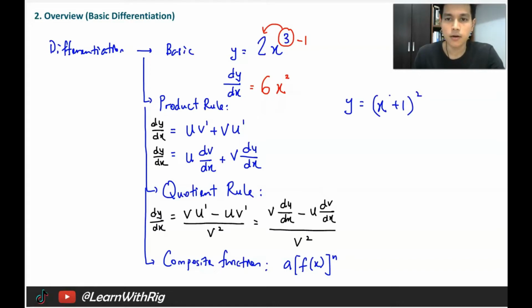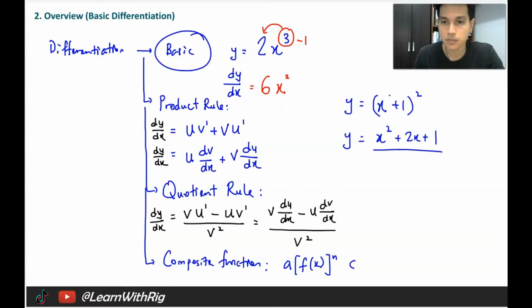By right, this is actually a very easy equation, because you can expand this. When you expand, you get y equals x squared plus 2x plus 1. Correct? When you get this, you can straight away use the basic rule of differentiation. You don't even have to use this.